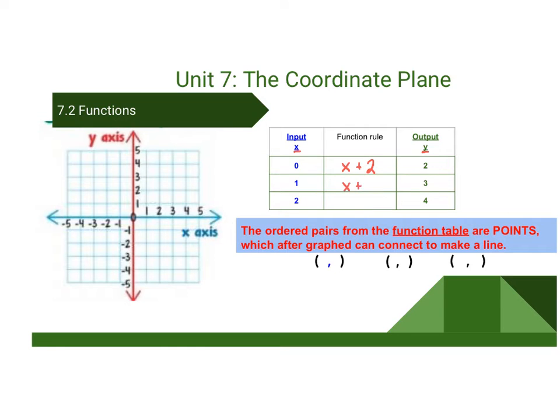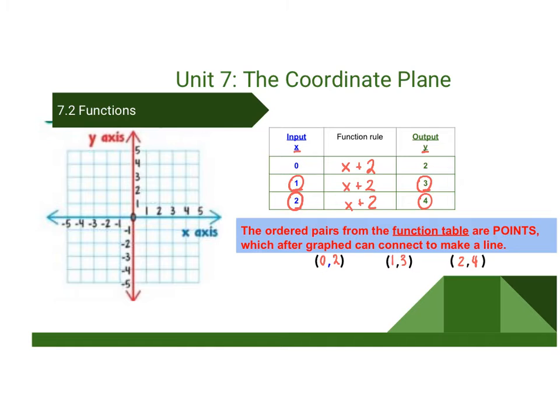If I had x plus 2 here and I plugged in 1, 1 plus 2 would give me 3. Let's try it now for my next one. 2 plus 2 gives me 4. So again, now let's write down our ordered pairs. I have 0, 2 for my first one, 1, 3 for my next one, 2, 4 for my last one.